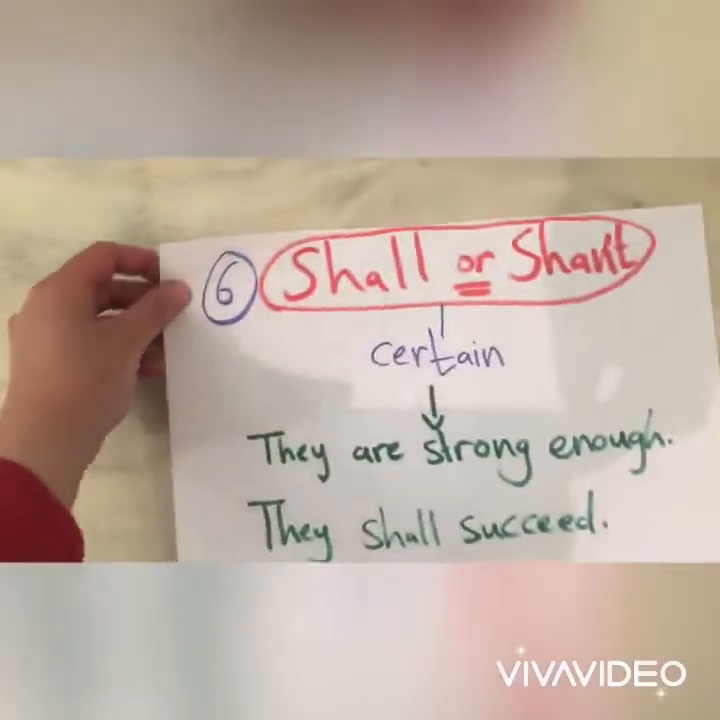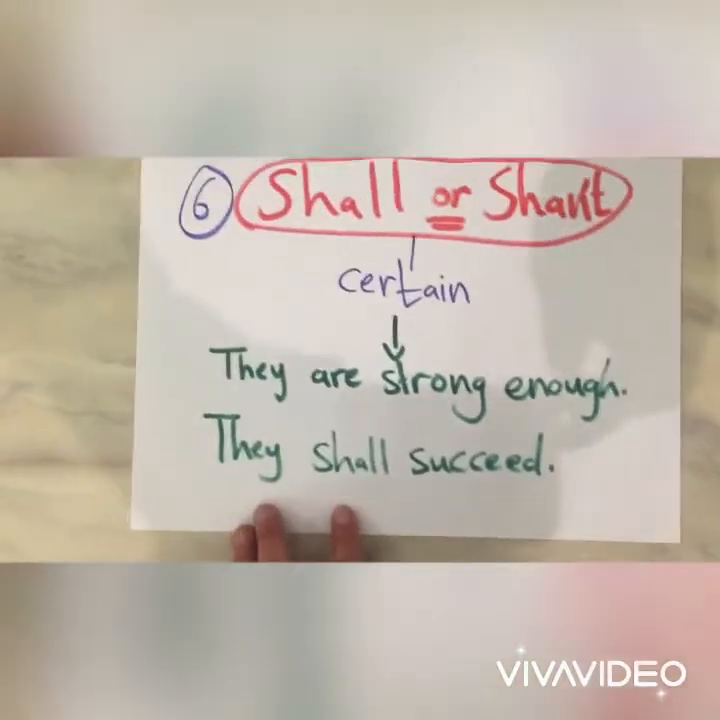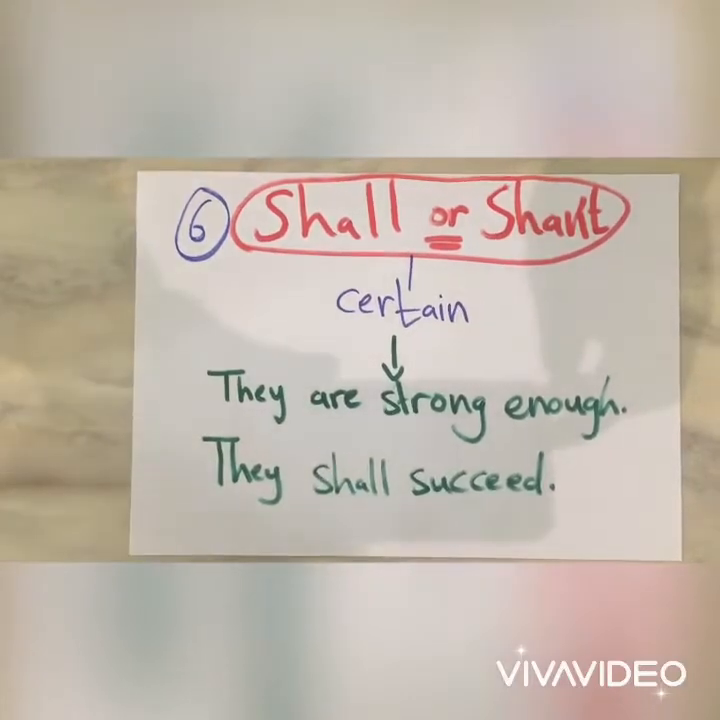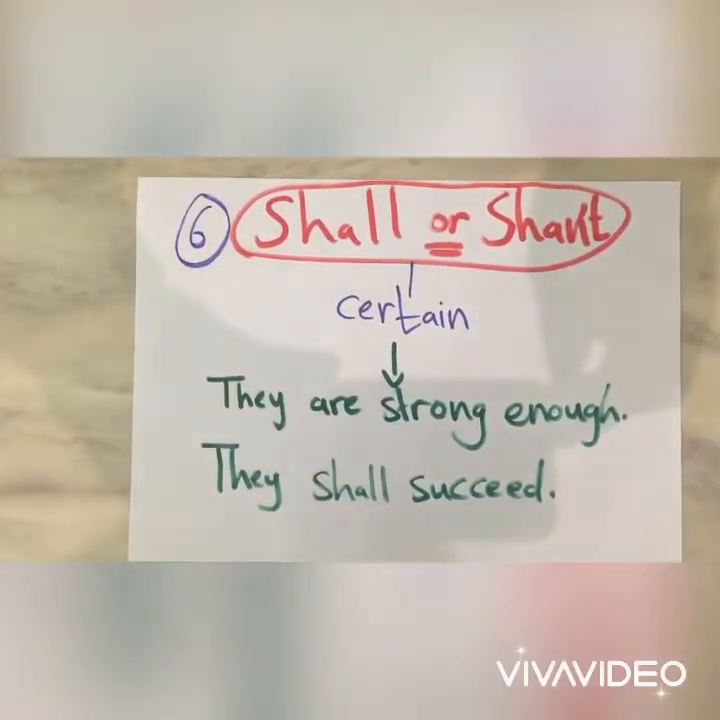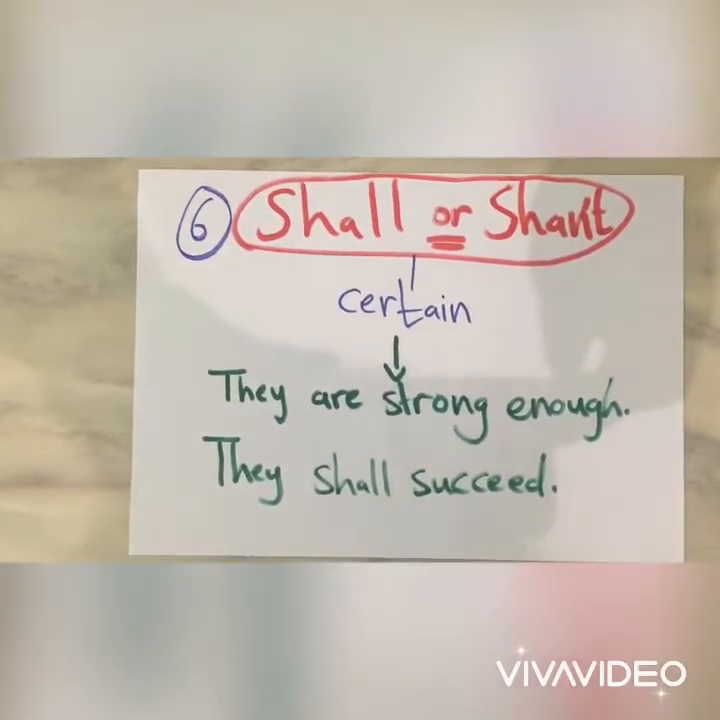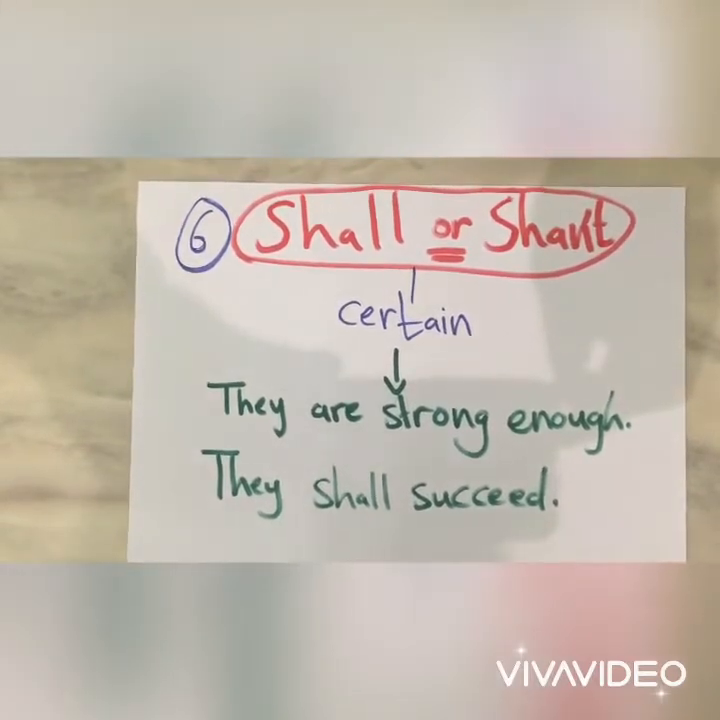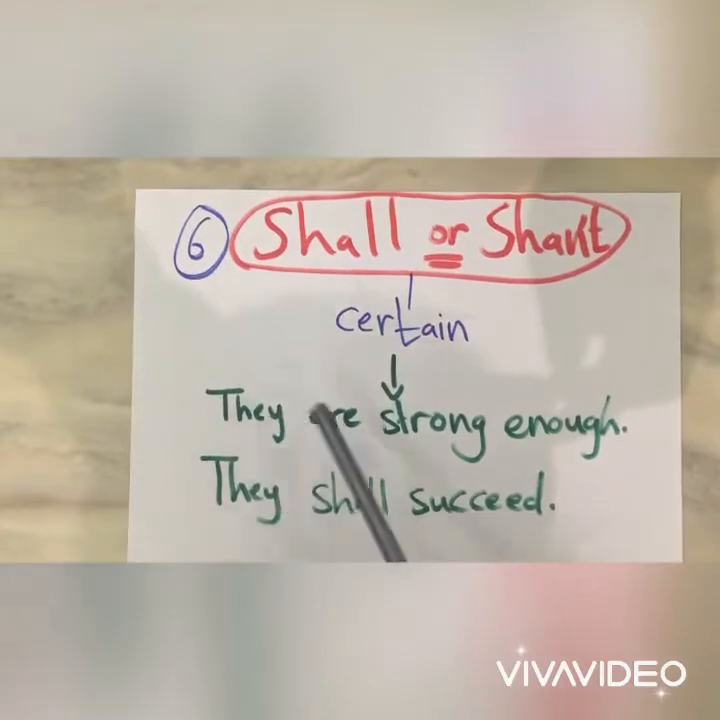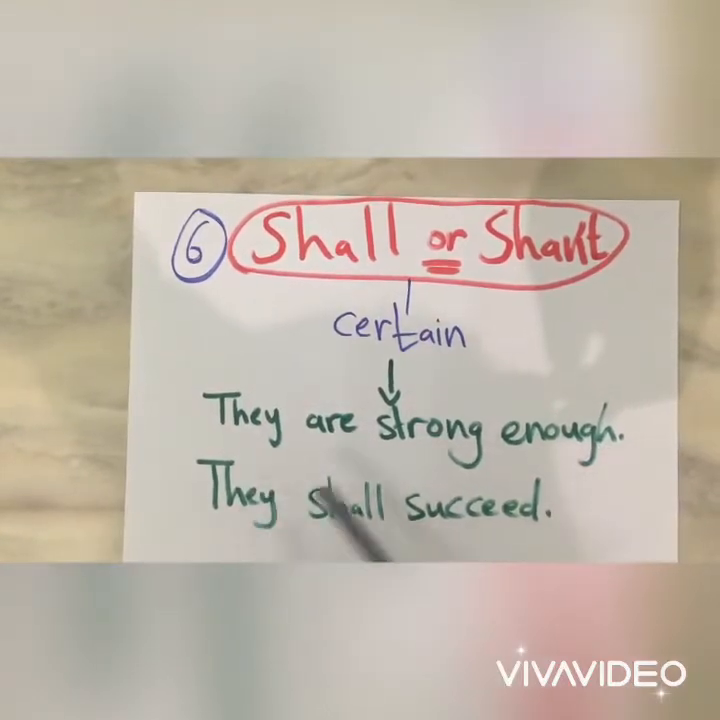And let's go to our sixth modals. We have shall or shan't, which is shall not. A use of these two modals is when you're certain of something. An example of this is, they are strong enough. They shall succeed.